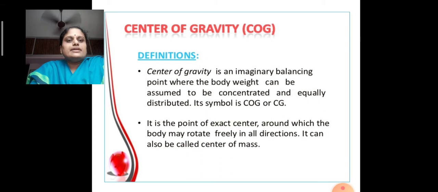Center of gravity is an imaginary balancing point where the body weight can be assumed to be concentrated and equally distributed. Its symbol is Cg. It is a point of exact center around which the body may rotate freely in all directions. It can also be called the center of mass.